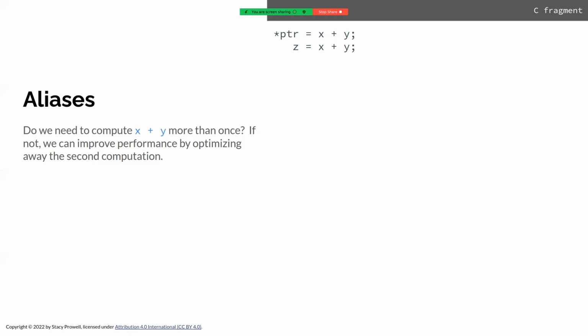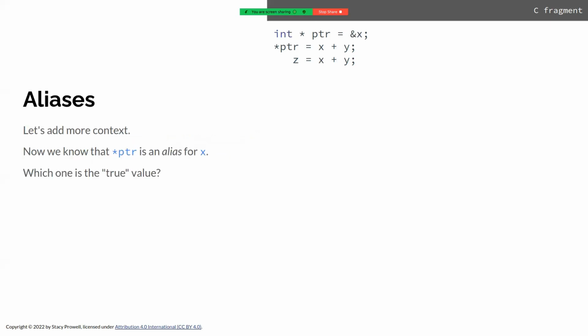So do I need to compute it more than once? Maybe I do, maybe I don't. And honestly, I can't tell from the code I'm looking at right here. What if PTR holds the address of some other variable that's involved in this? Let's add some context. So up at the top, you can see that in fact, pointer holds the address of x, so it's really essentially the same as x. And so given that, what I'm doing in that first line is setting x equal to x plus y. And so yeah, I do have to compute x plus y both times.